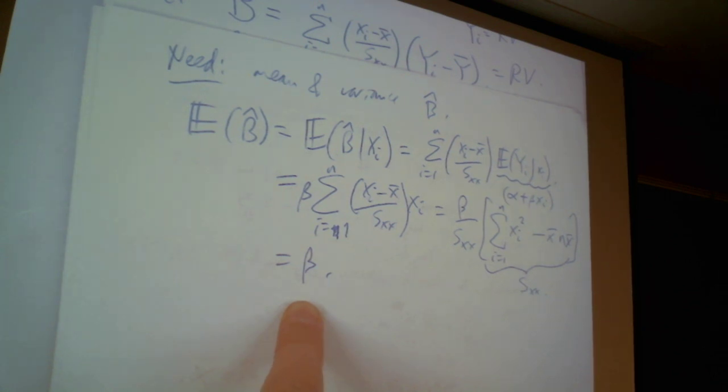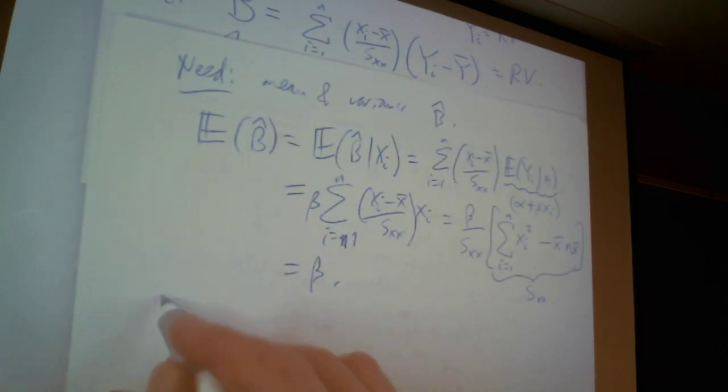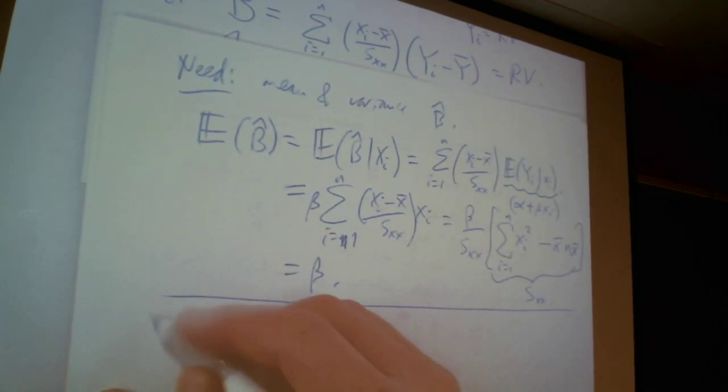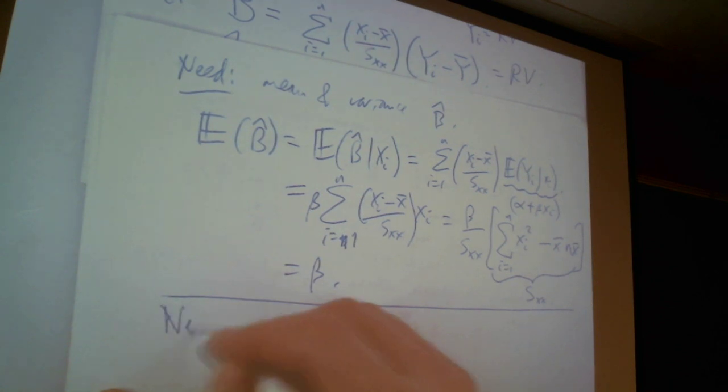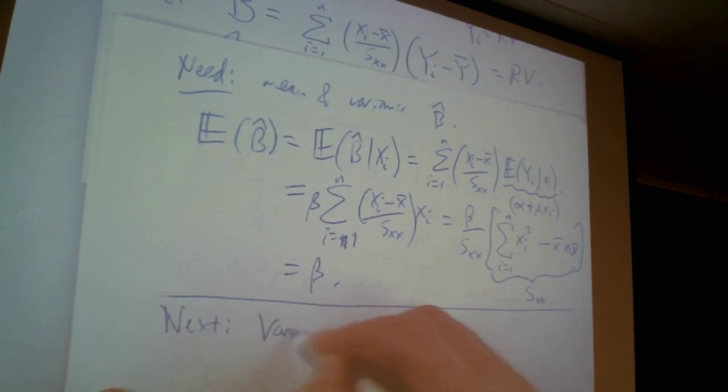What are we going to compute next? Variance. The variance. You guys want a little head start? You want to take 5 minutes and see if you can compute the variance yourselves? We have a few minutes, not too many. So step 2, next, we want to compute the variance of B hat. Remember, this is the definition of B.